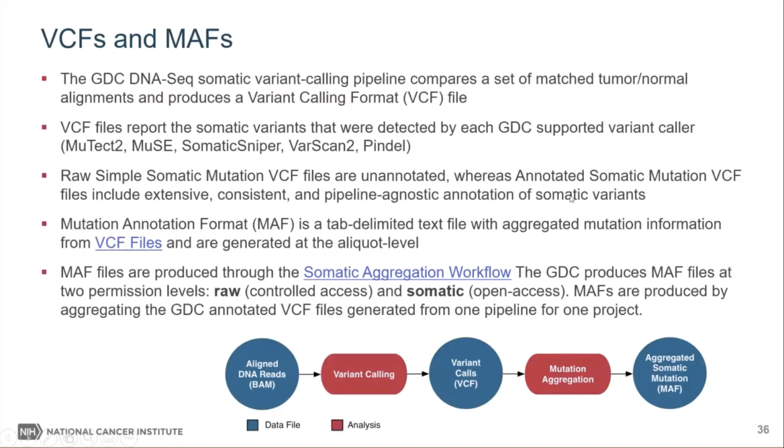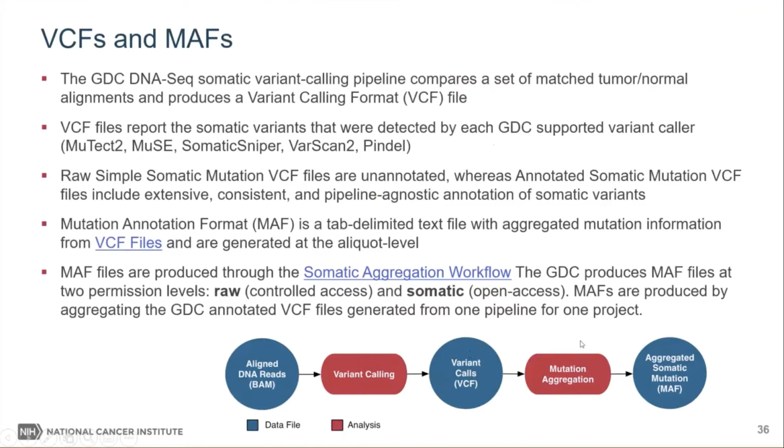Next, I'll talk about 2 of the important file formats in GDC, which are the VCF and the MAF. For the uninitiated, these can be complex files. Within the GDC, VCFs are produced from 5 different variant calling pipelines when comparing a set of matched tumor normal alignments. The figure at the bottom provides general information on variant calling workflows. Each variant caller produces its own VCF files, which can be of 2 types: a raw simple somatic mutation VCF, which is unannotated, and the annotated somatic mutation VCF, which is annotated with pipeline-specific information on somatic variants.